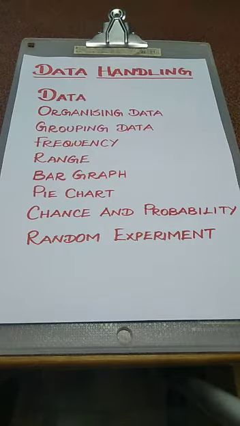We know what is data. Actually, data is a collection of information. We have two types of data: primary data and secondary data. What is primary data? The data is collected by the person for the first time for some specific purpose.